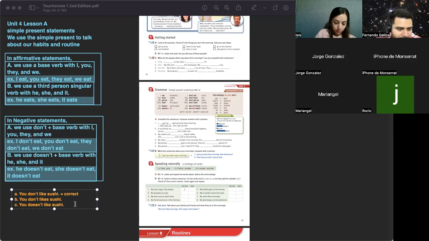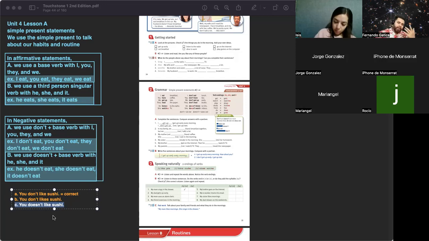George, why is C not correct? ¿Por qué C no es correcta? Porque tiene you y debe de ser don't. Y está muy bien en la forma negativa, ¿no? Debería ser don't en vez de doesn't.